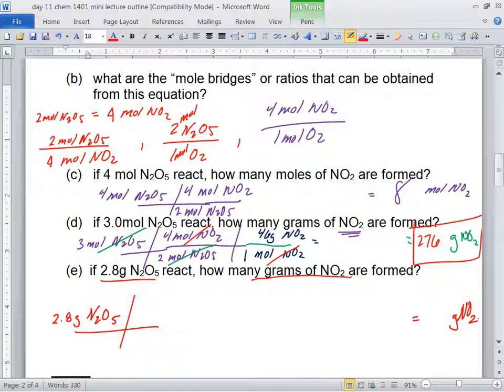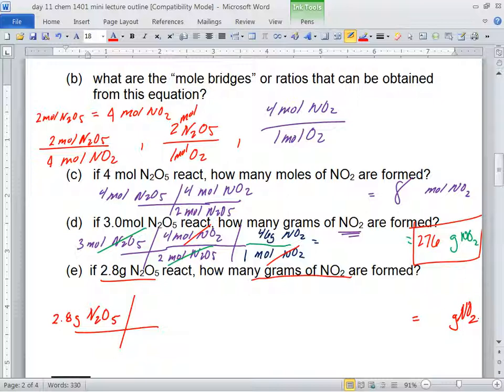So now it would be the first step. Bowdy, what would be the first step? Do you have to convert to moles? You got to convert it to moles. So we can use the what bridge? The mole bridge. You got to convert it to moles.